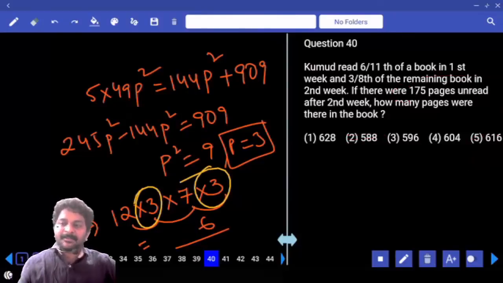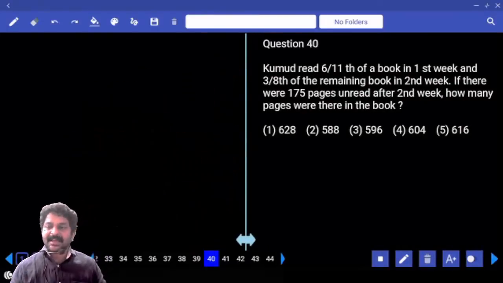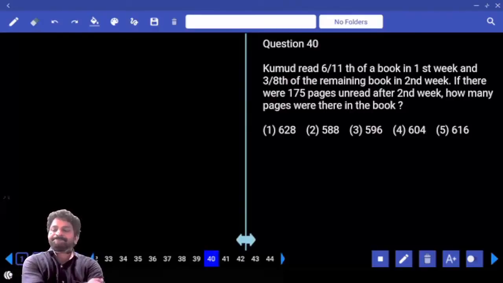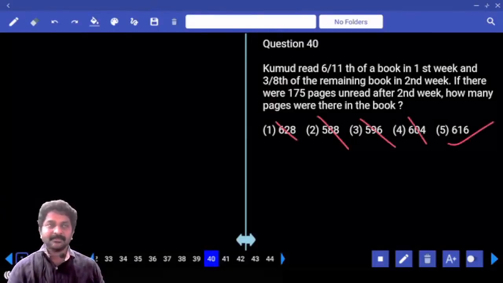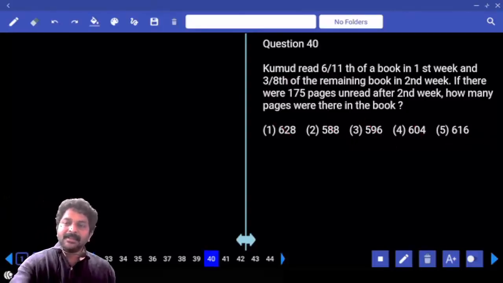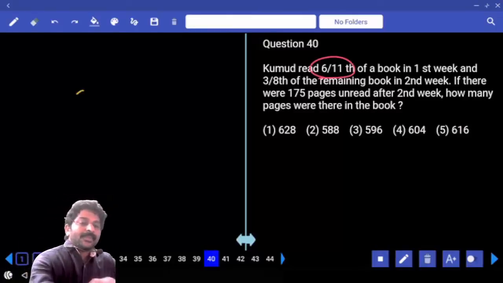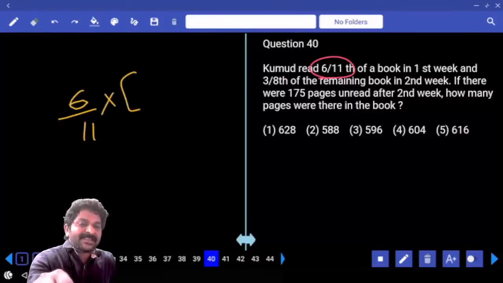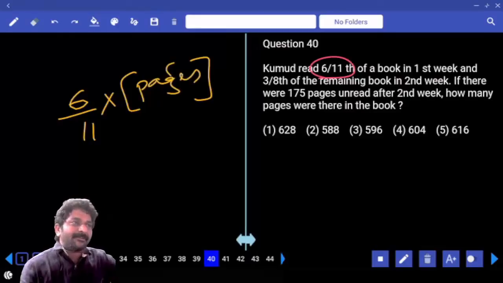Kumud read 6/11 of a book in first week, 3/8 of the remaining book in second week. If there were 175 pages unread after second week, how many pages were there in the book? Last option answer. Easy one. See, on first week, how many pages were read? What fractional part? 6/11 of total number of pages only, right? 6/11 times of total number of pages.